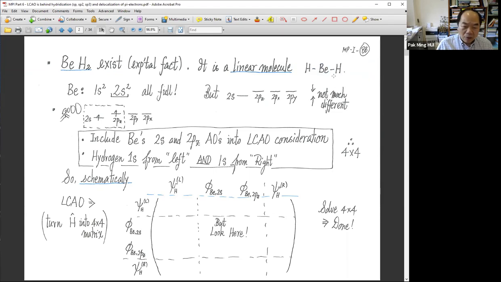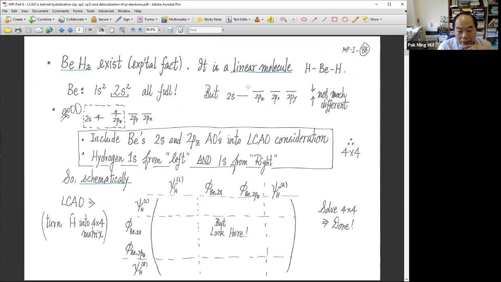Now look at the atoms. Beryllium, ground state, 1s2, 2s2, all full. Okay. So if you think about it, it will not be chemically active. It's all filled, no lonely electron waiting to form bonds. But the fact is, this exists. Then we have something that we want to explain, right?